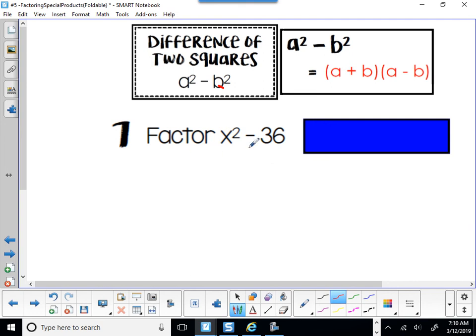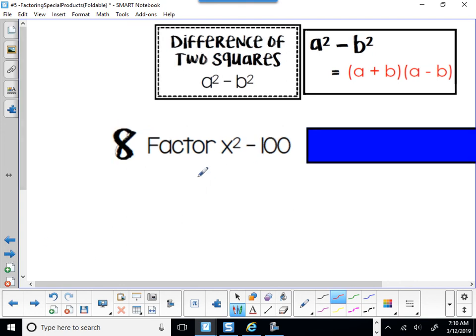So here we're going to factor x squared minus 36. So you take the square root of the first term and the square root of the last term, and you're going to have two factors, x plus 6 and x minus 6. Remember, when you have a plus and a minus of the same term, of the same factor, it's going to eliminate the middle term.